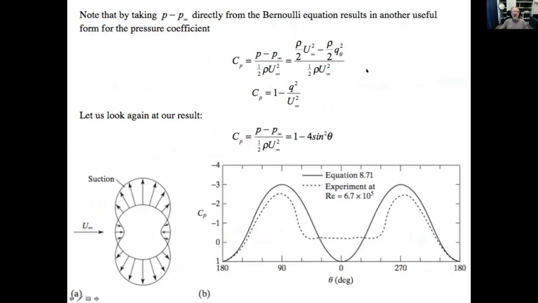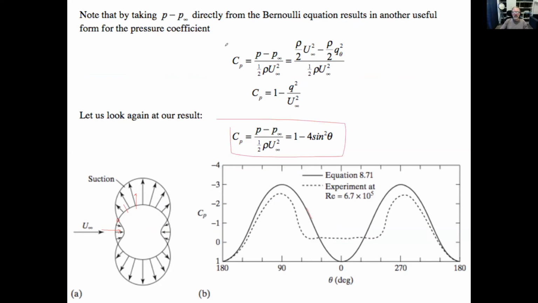So the result, again, this is Cp. The results are that there is pressure here, pushing into it. Here there is suction in this region, and here it's actually equal to the free stream. And the solid line is the exact solution. This is that formula right here.